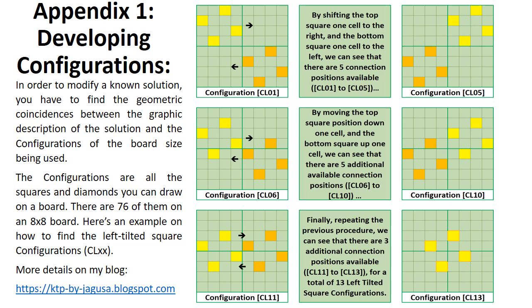By shifting the top square one cell to the right, and the bottom square one cell to the left, we can see that there are 5 connection positions available, CL01 to CL05. By moving the top square position down one cell, and the bottom square up one cell, we can see that there are 5 additional available connection positions, CL06 to CL10. Finally, repeating the previous procedure, there are 3 additional connection positions available, CL11 to CL13, for a total of 13 left-tilted square configurations.